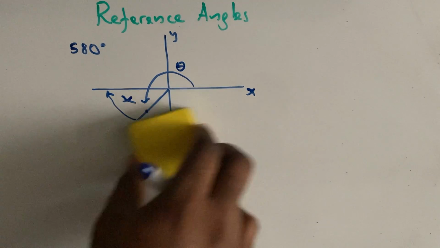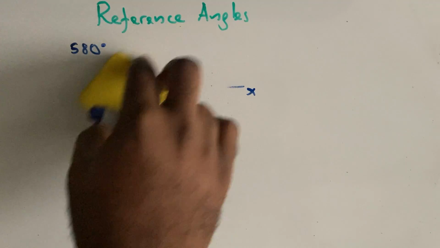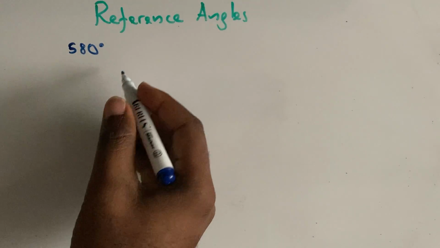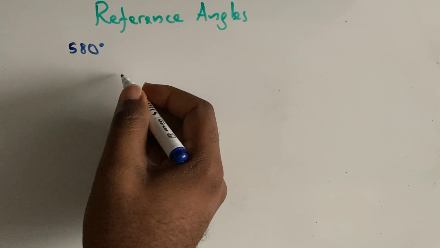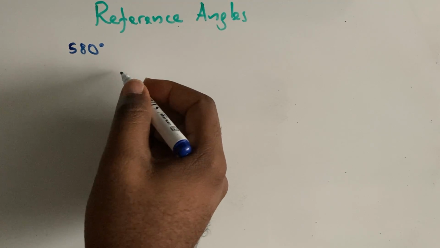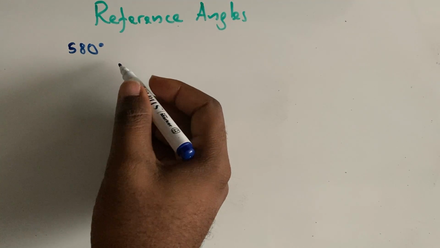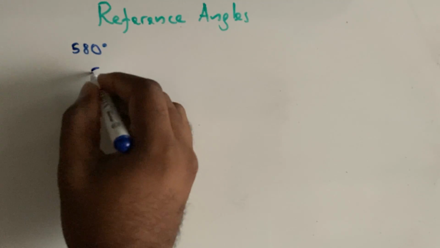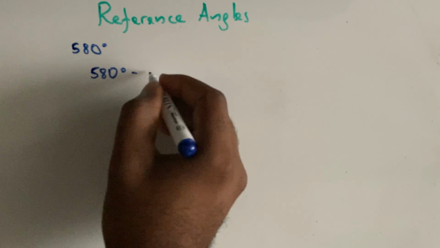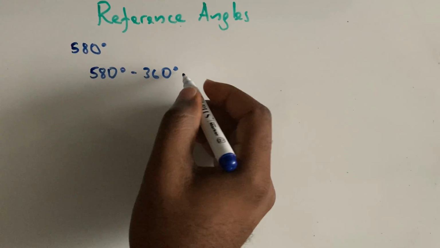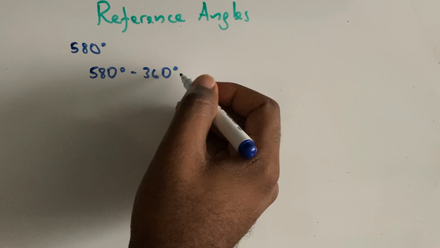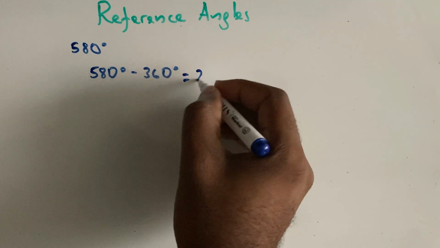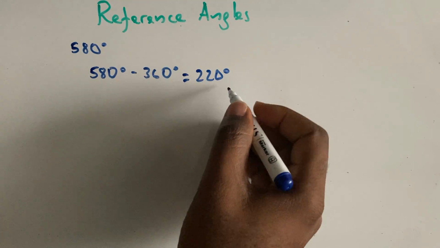Okay, so now let's solve this one here. We have 580, right? What we need to know first of all is that 580 is way more than the full circle. So we will have to subtract 360 to know exactly what it is. So first thing I'll do, 580 minus 360 degrees. And in this case here, it will be 220 degrees.